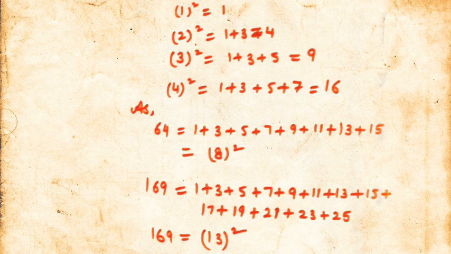Similarly, if you have to write down 169 in the sum of first n odd numbers, first 13 odd numbers, then you can express it as 1 + 3 + 5 + 7 + 9 + 11 + 13 + 15 + 17 + 19 + 21 + 23 and + 25. So total numbers are 13. So it will be 13 square.